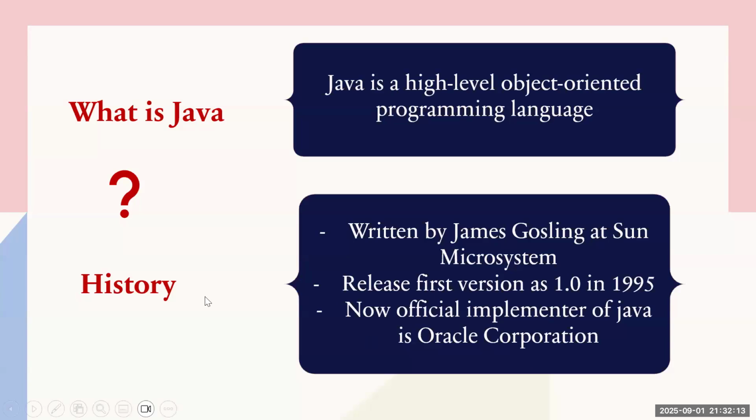Okay, so that history is more than enough. You might not get any questions on the history part, but it is good to know. At least you will get some good background: it was developed by Sun Microsystems, which is the company name. James Gosling is the name of the person who wrote the Java programming language. Then it was released in 1995, and the current implementer is Oracle Corporation. So that explains what is Java and the history of Java.